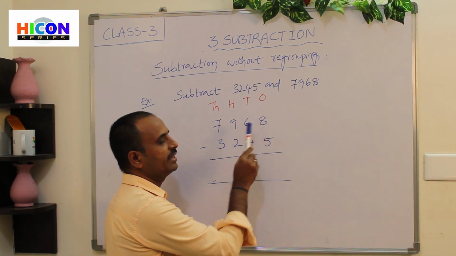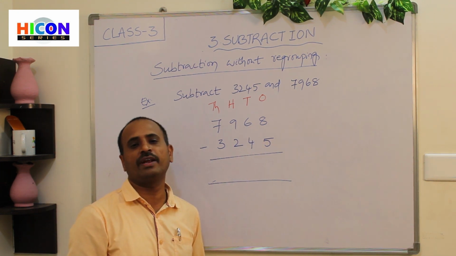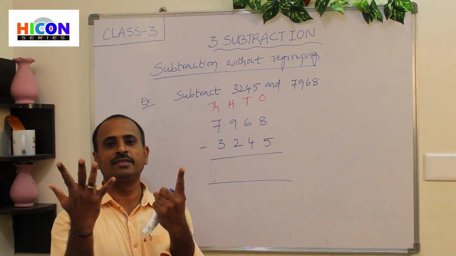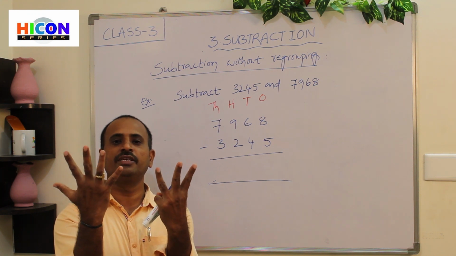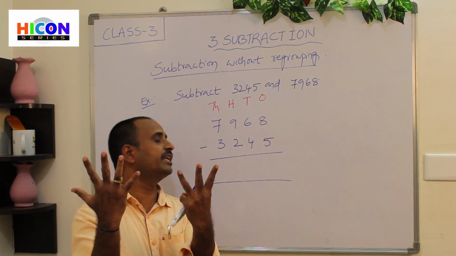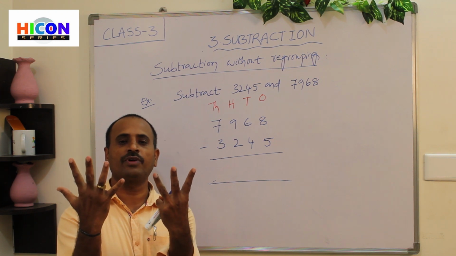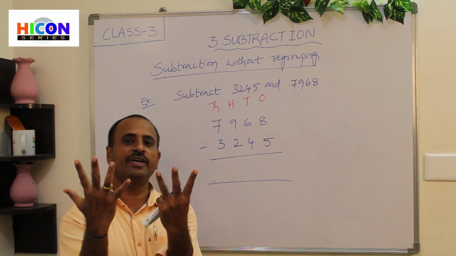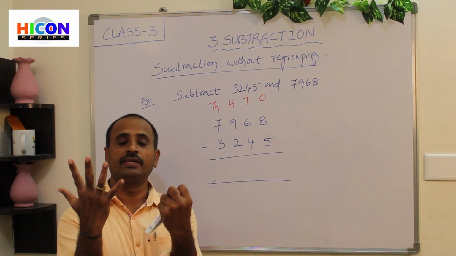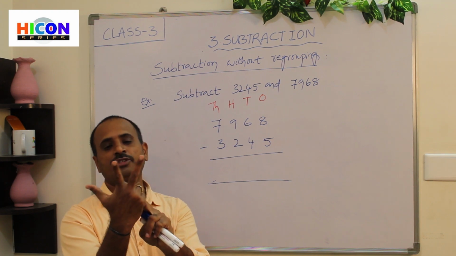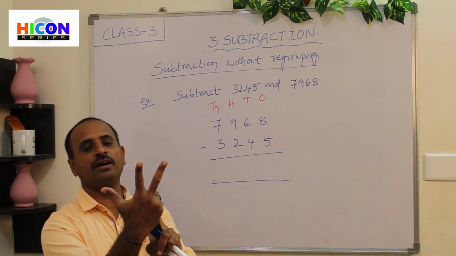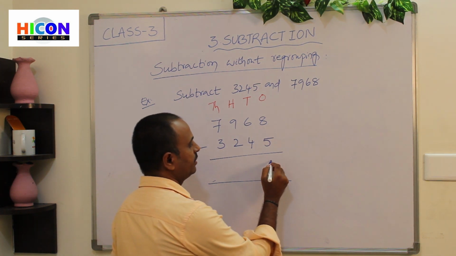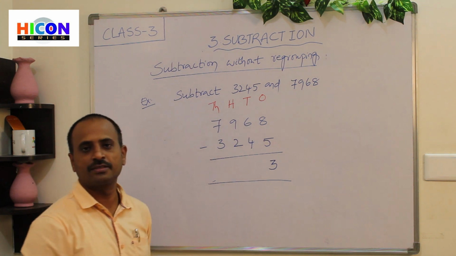So subtract 5 from 8. What is the first number here? 8. Open 8 fingers of your hand: 1, 2, 3, 4, 5, 6, 7, 8. Children, these are the 8 fingers. What is the second number in ones place? 5. Close 5 fingers among these 8 fingers: 1, 2, 3, 4, 5. How many fingers are left? 1, 2, 3. There are 3 fingers left, so write 3 under ones place.